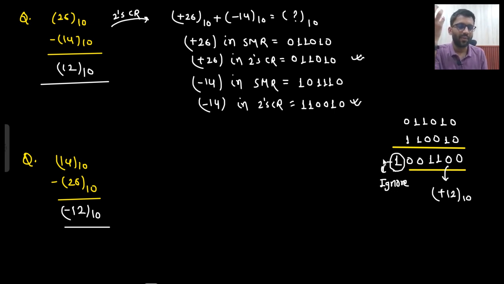So generally we will perform the addition using the minimum number of bits only, because why should we increase the size? If you are increasing the size, that means you are using more bits, that means you are using more size. So we will not do that.